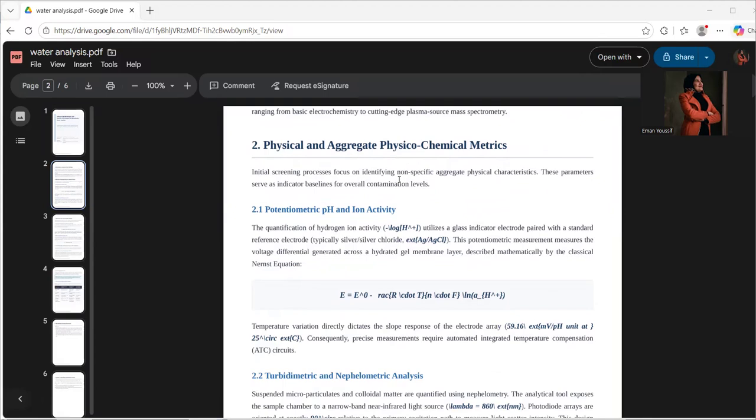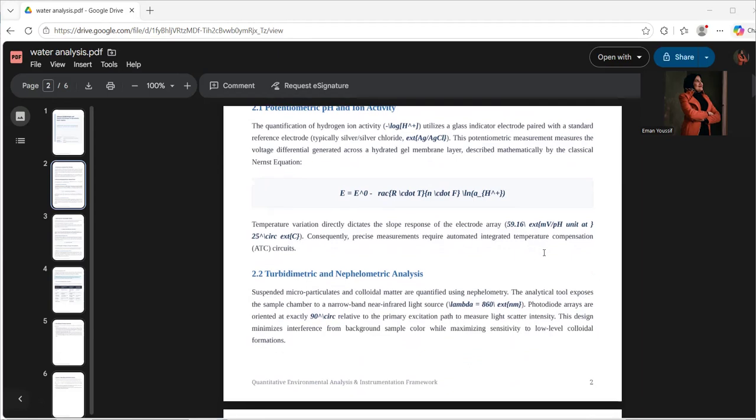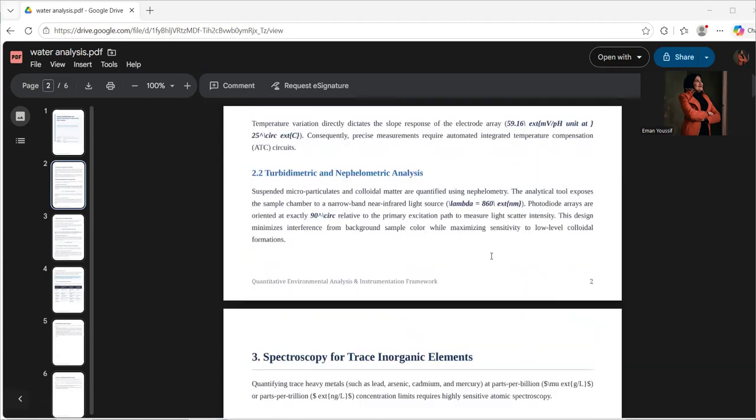This potentiometric measurement measures the voltage differential generated across a hydrated gel membrane layer, described mathematically by the classical Nernst equation. Temperature variation directly dictates the slope response of the electrode array. Consequently, precise measurement requires an automated integrated temperature compensation circuit.